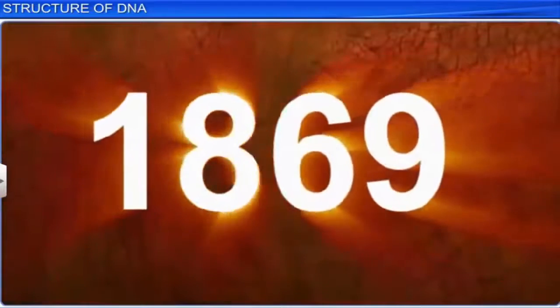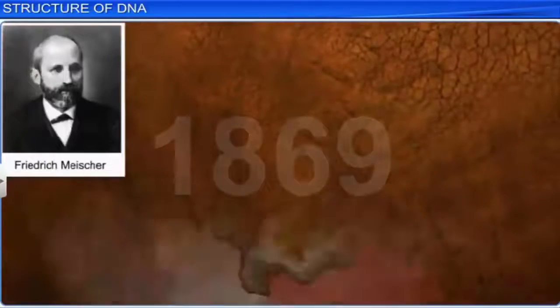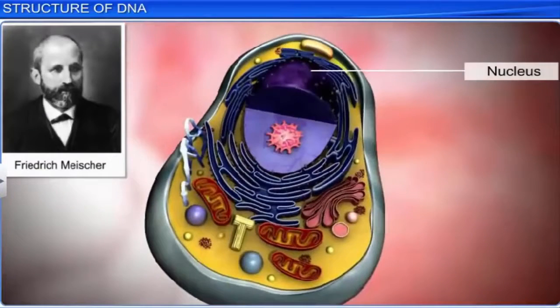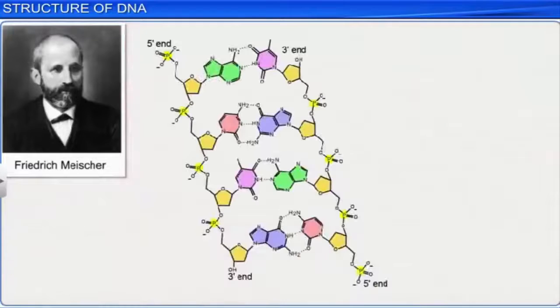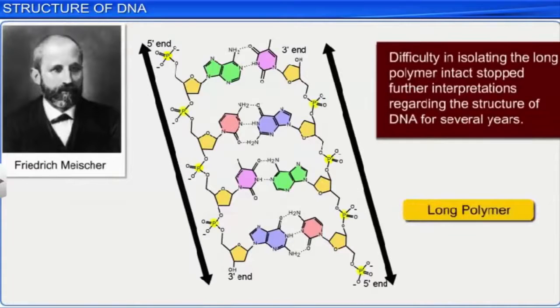It was in the year 1869 that Friedrich Miescher first identified DNA as an acidic material present in the nucleus and called it the nuclein. However, technical limitations made it very difficult to isolate such a long polymer intact, and therefore no further interpretations regarding the structure of DNA were made for several years.